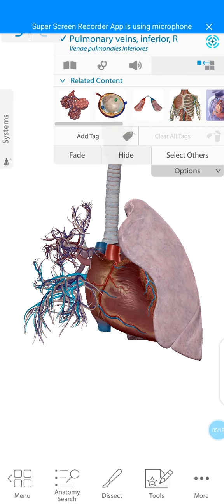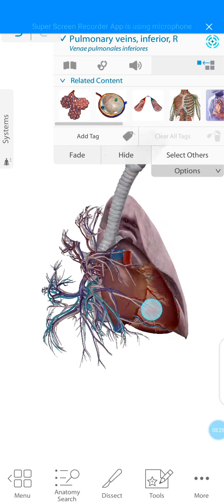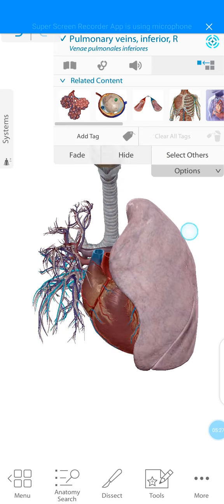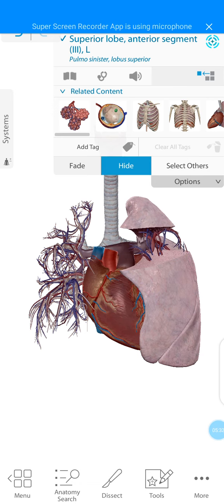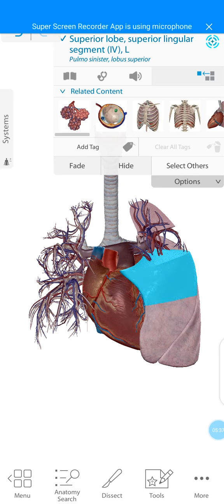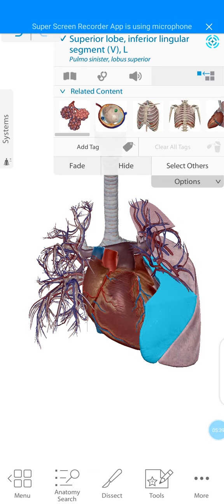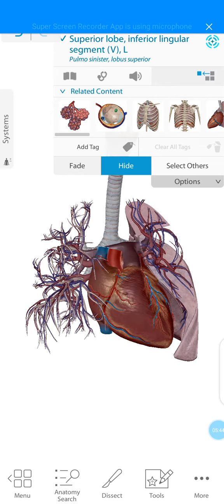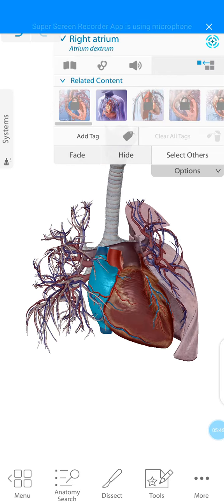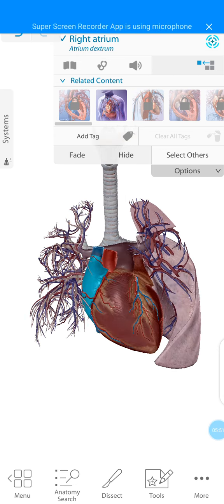Now you can see clearly our heart. And now we are going to study heart segments. Parts of the heart. Right atrium. It's our left atrium. It's our superficial surface. And we can remove this surface.